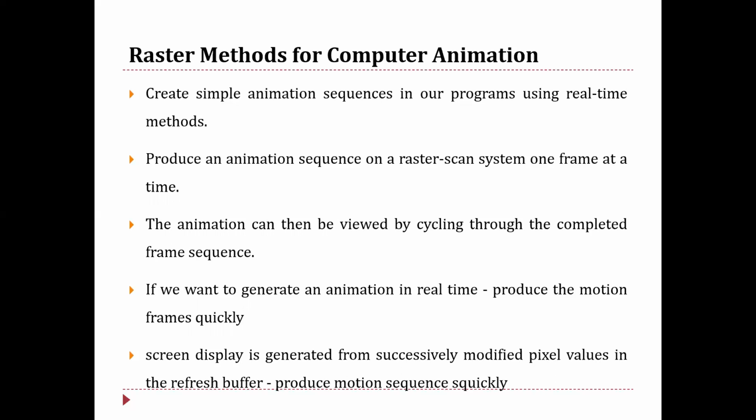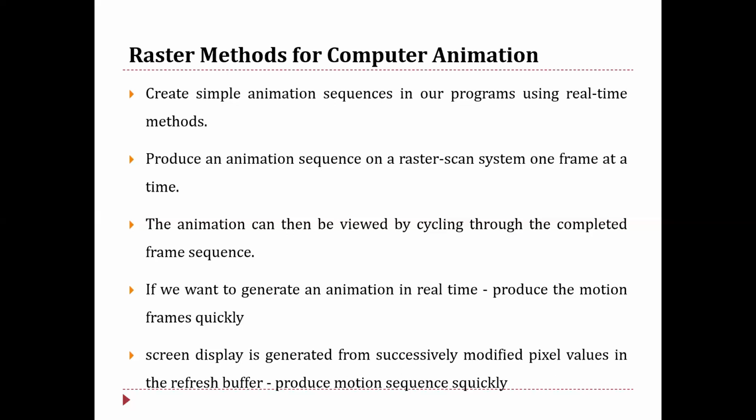Using a raster method, we can create simple animation sequences in our program using real-time methods. We can also produce an animation sequence on a raster scan system, one frame at a time, so that each completed frame can be saved in a file for later viewing. The animation can then be viewed by cycling through the completed frame sequence, or you can also use it by transferring it to a film.